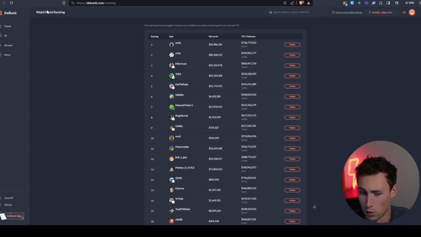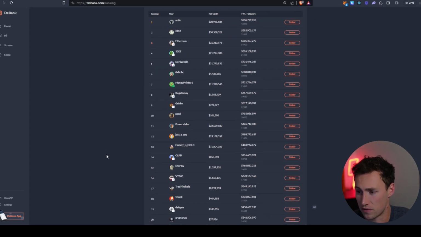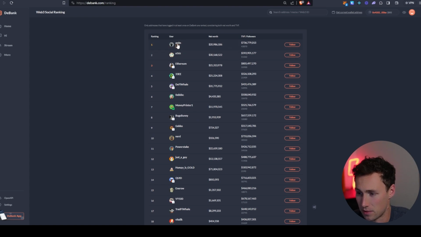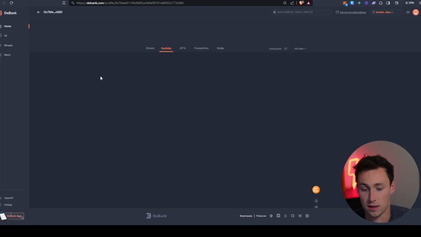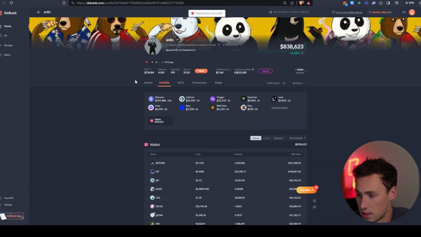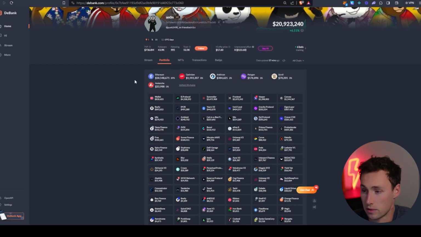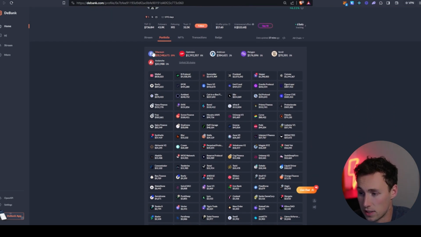They also have this useful Web3 social ranking here to see the most followed wallets. And if you look at some of these, for example, we'll look at this top one here who goes by Anon. So I guess they're anonymous. And if you look here, this individual or organization, we don't really know, has about $21 million in their wallet. And you can see all of the chains they're on. 18.5 million of that is on Ethereum, 1.5 million is on Optimism, and so on.